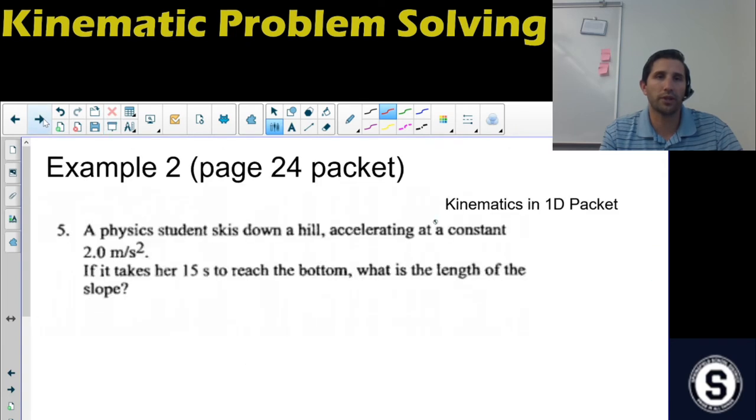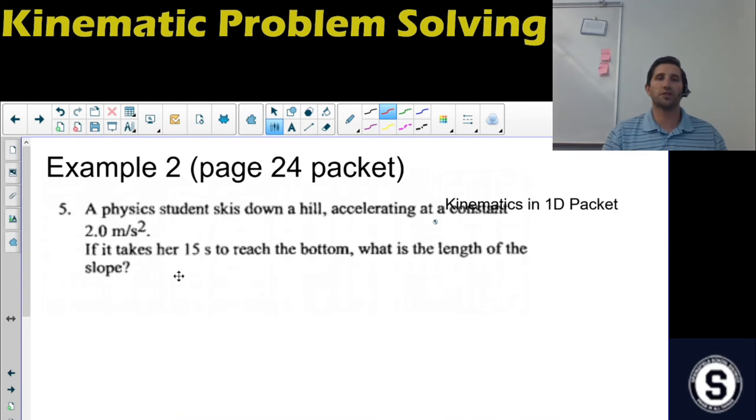All right, so let's look at an example problem here. And this example says a physics student skis down a hill, accelerating at a constant 2.0 meters per second squared. If it takes her 15 seconds to reach the bottom, what is the length of the slope? All right, so picture this. A person starts at the top of a hill, they ski down to the bottom, it takes 15 seconds, and they're accelerating as they go. So they're getting faster as they go down the hill. I think that's pretty easy to picture.